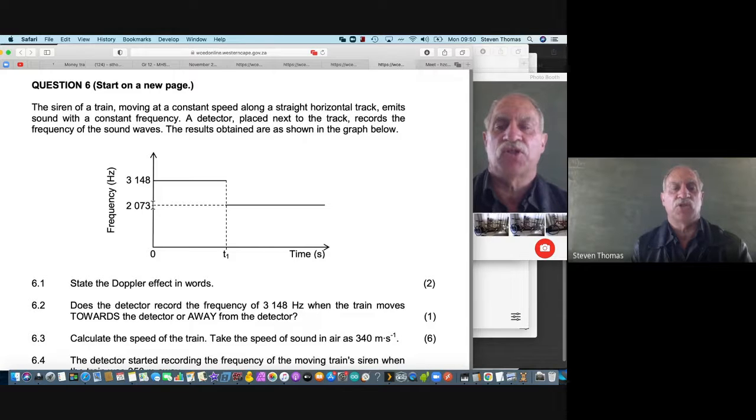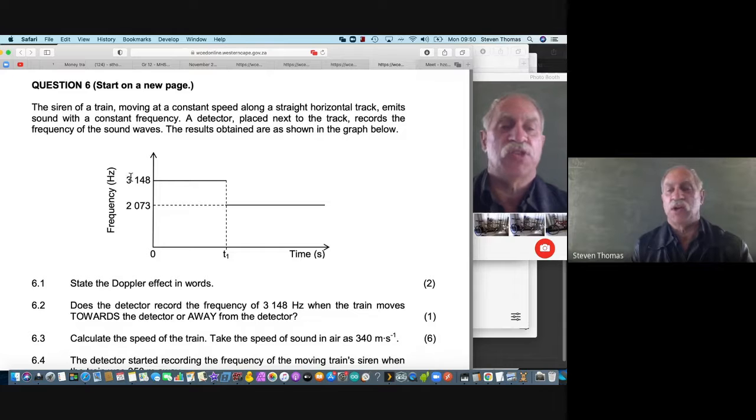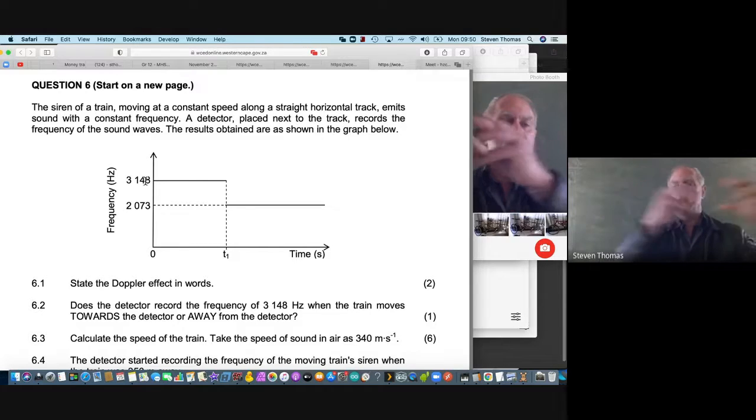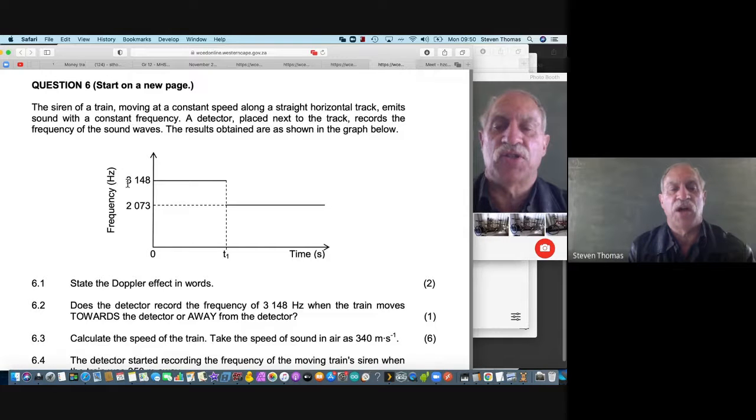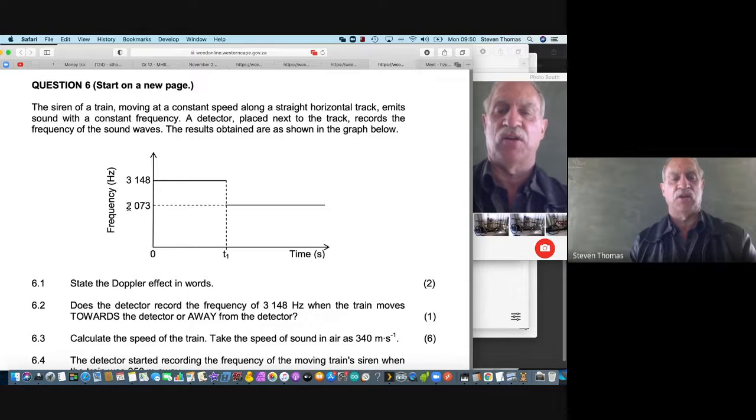Now, first of all, what is the source of the sound? It's the train. Is the train moving? Yes. So the source is moving. The listener is stationary. He's the detector placed next to the track. So the first thing we've established is that the source of the sound is moving. And look, there's a high frequency and a low frequency. High frequency is when objects are moving together. And when they're moving apart, when the train passes the detector, there's the low frequency.